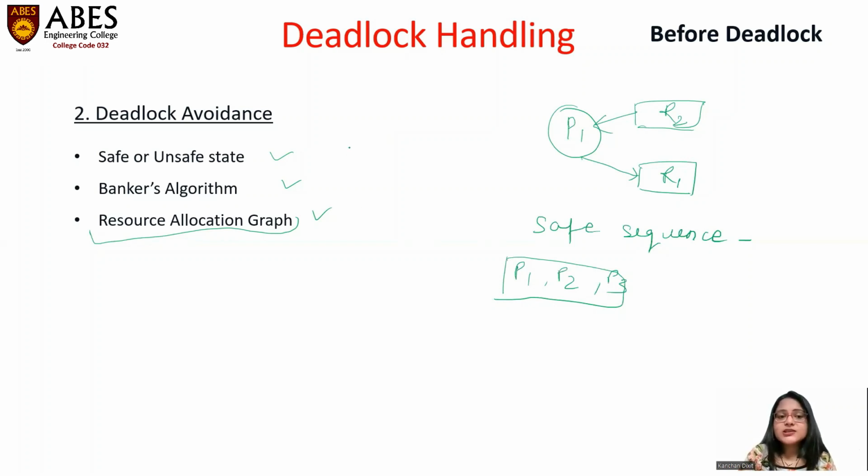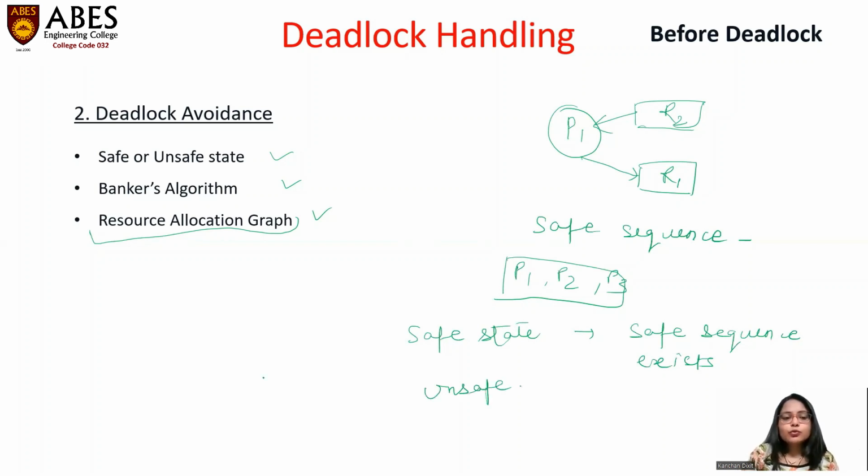Now, what are safe and unsafe states? Safe state says that if a safe sequence exists in the system, then the system is in a safe state. Otherwise, it will be unsafe, right? So what we are going to do is just find out, like if P1 has R1 and it is waiting for R2, right?